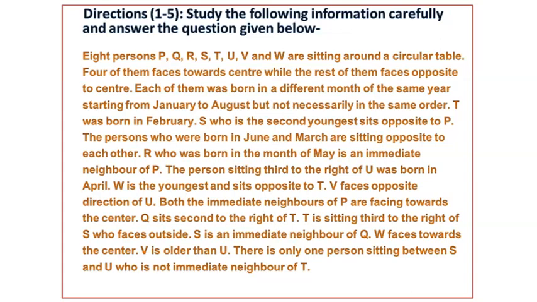Both the immediate neighbors of P are facing towards the center. Q sits second to the right of T. T is sitting third to the right of S, who faces outside. S is an immediate neighbor of Q. W faces towards the center. V is older than U. There is only one person sitting between S and U who is not an immediate neighbor of T.